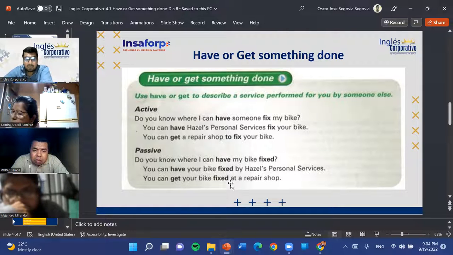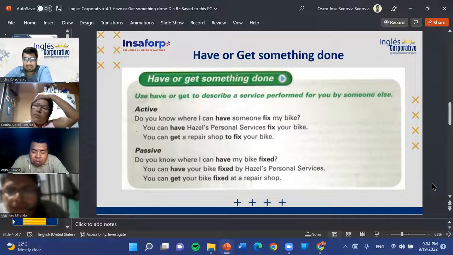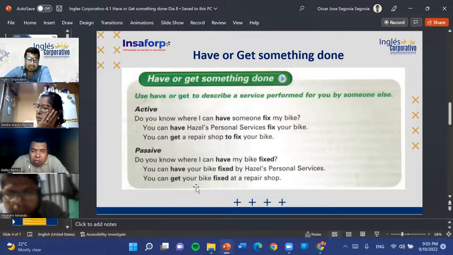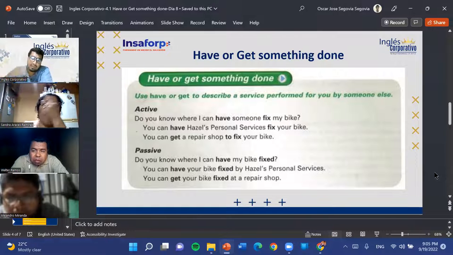Now, the other one is, you can get your bike fixed at a repair shop. So basically the same. O sea, tenemos casi el mismo tipo de ejemplo, mencionando una vez más el get. La diferencia principal sería aquí que utilizamos, en lugar de a repair shop primero, the object of the sentence, tenemos your bike. Y luego tenemos el verbo en pasado, sería fixed. Y al final, at a repair shop, simplemente para mencionar el lugar específico. Sí importa mencionar el lugar, pero no importa tanto como mencionar que se está tratando de arreglar la bici.